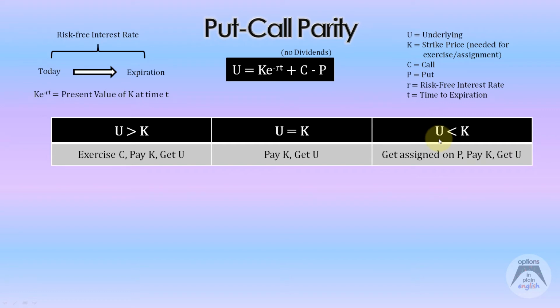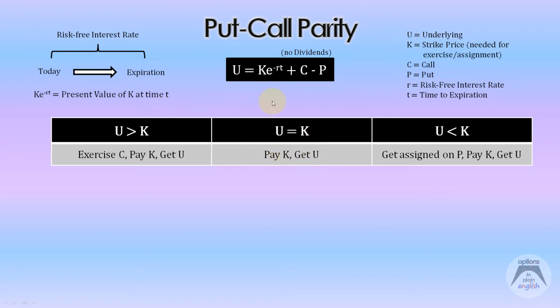And then what happens if your stock expires and it's lower than the strike price? Well, in that case, you're going to be short a put, so you're going to be assigned on your put, you're going to be paying the strike price, and you're going to be getting the stock. So notice how in every situation, you're getting the stock and paying the strike price. Okay? So basically, having the money for the strike price and having a long call and a short put is the same thing. That's what put-call parity means.